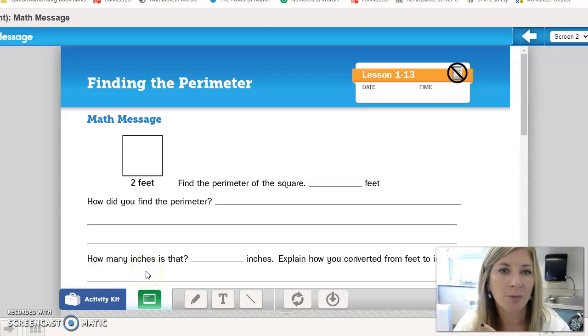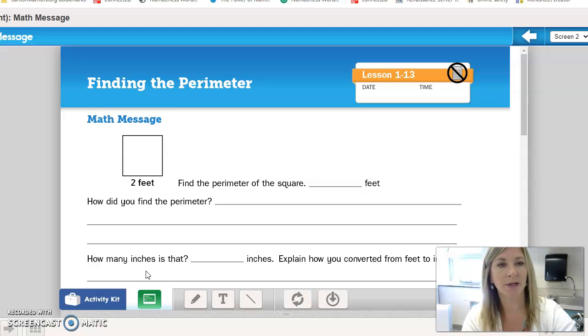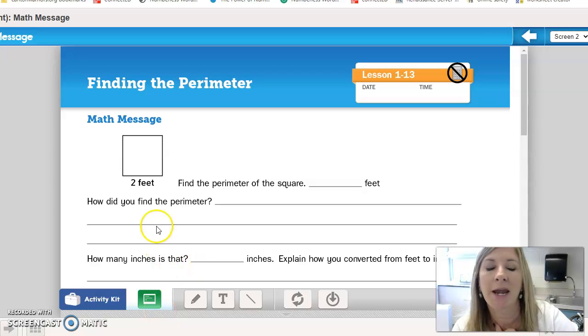All right, so if you are with me right now, it is because you already completed your math message. You were to go to page 32 in your book, and you were to have completed the top portion. So the math message in your book says, find the perimeter of the square, blank feet. And how did you find the perimeter, and how many inches is that? So we got a couple steps here.